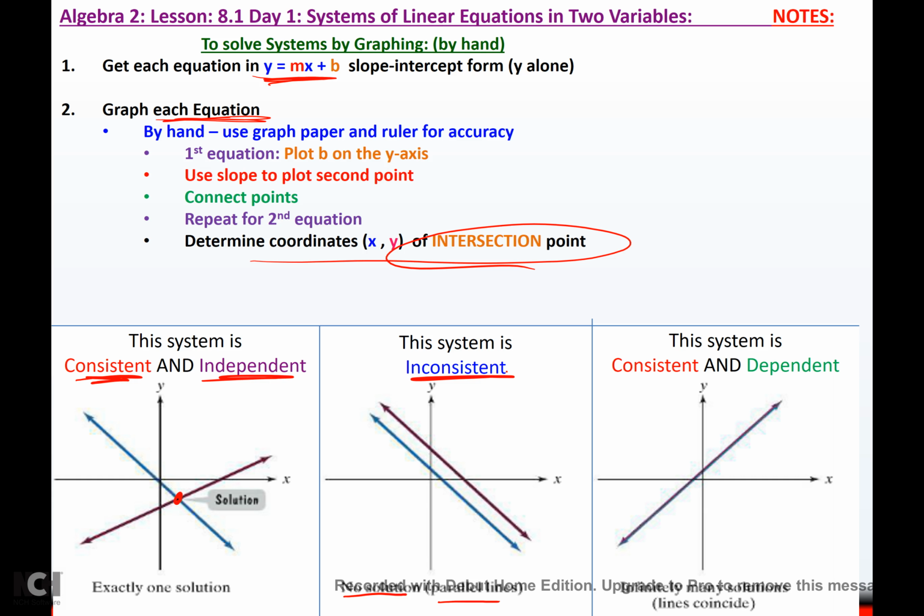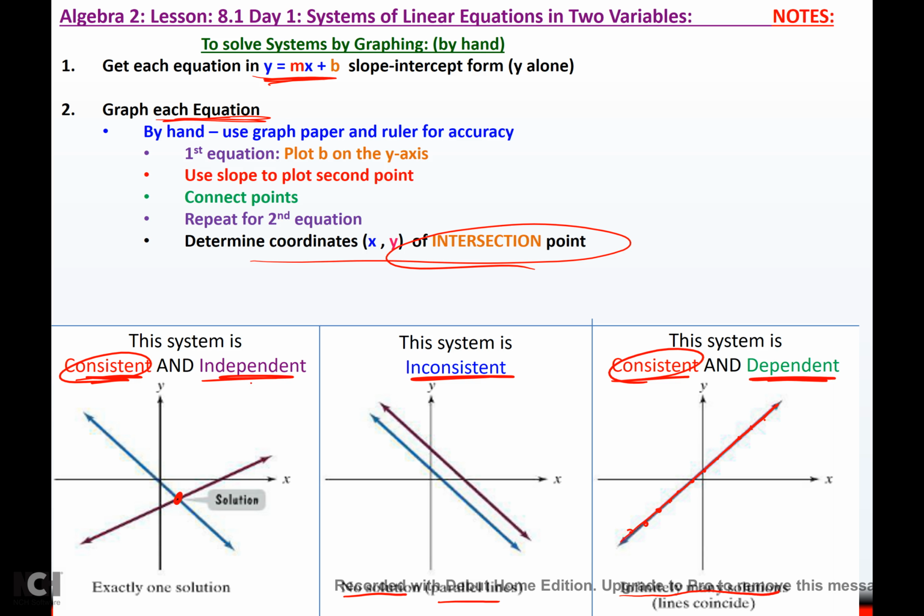When that happens, you basically have the same line graphed on top of itself, which means there's infinitely many solutions because they share every single solitary point. All right, so we call that system consistent and dependent. So as long as you have solutions, you can say it's consistent.